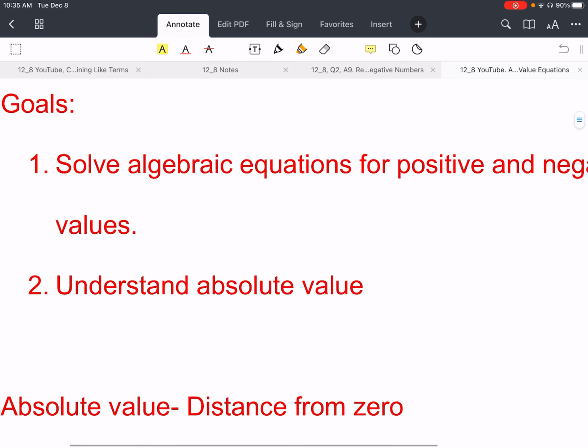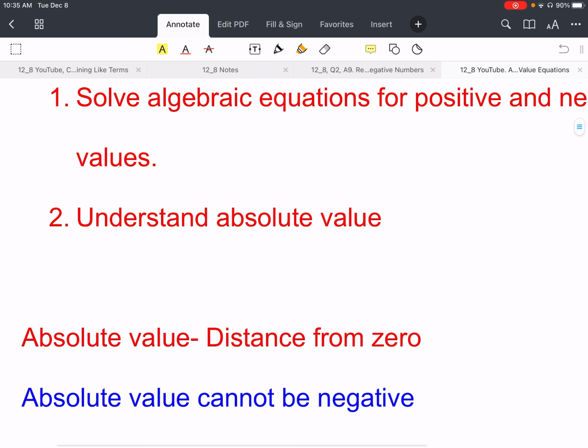So absolute value is defined as the distance from zero. So when we talk about distance, we always have a positive value, right? The distance from your house to school, if it's 5 miles to school, it's also 5 miles back. We don't go a negative 5 miles in any direction. So the most simple definition of absolute value is that it cannot be negative. So distance cannot be negative.